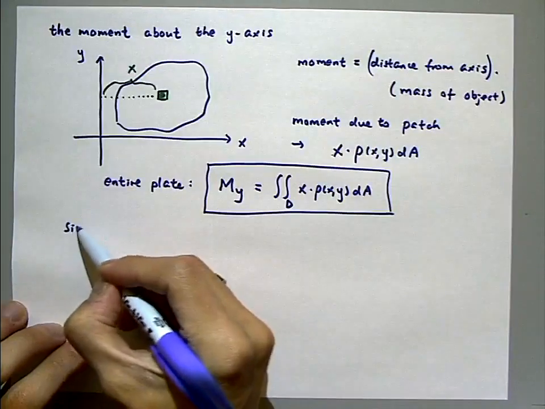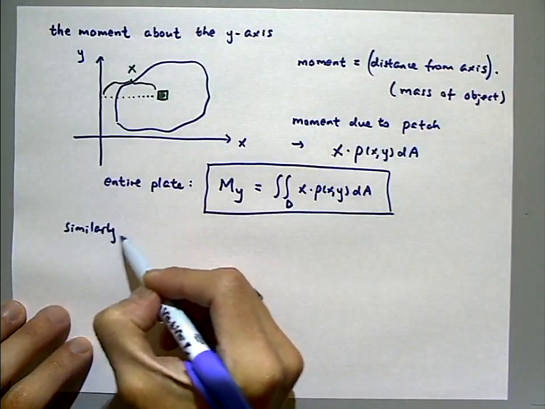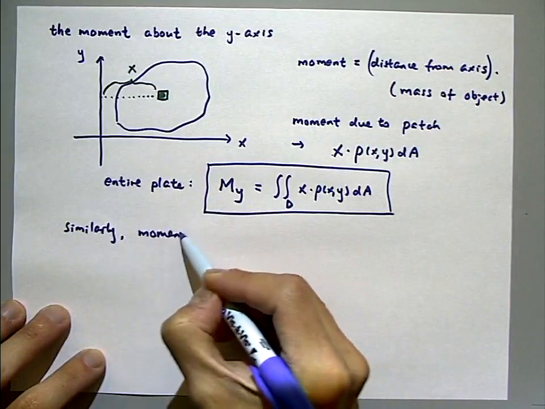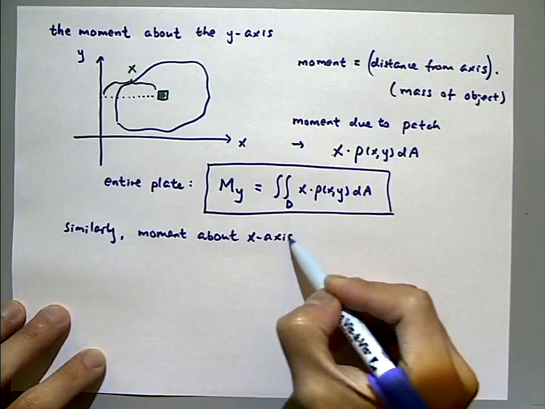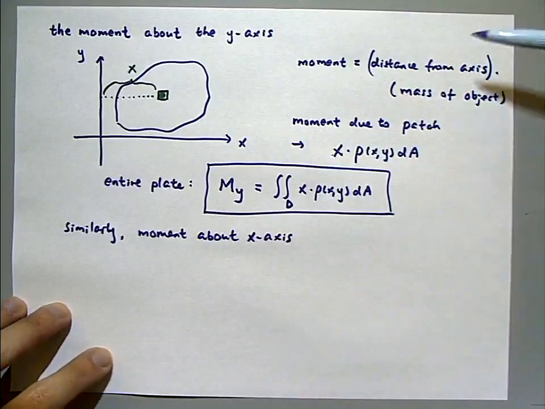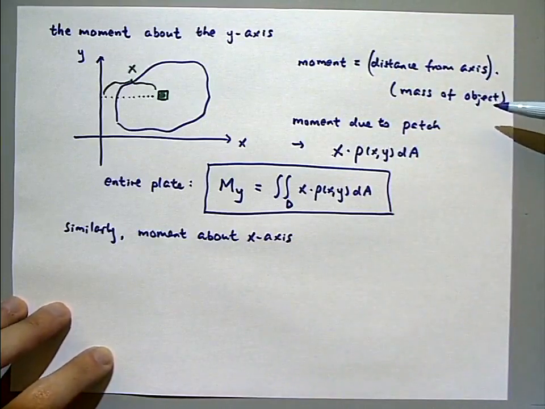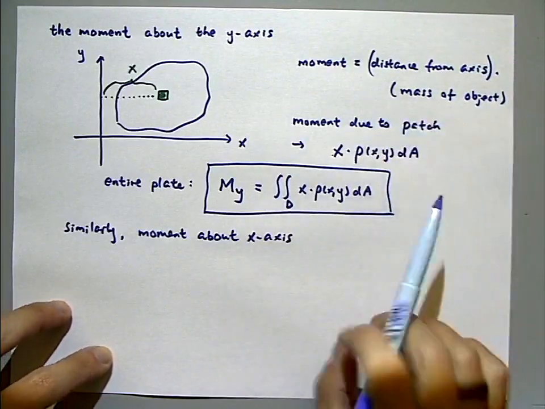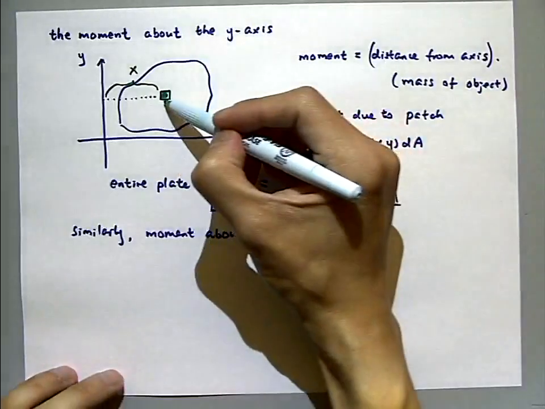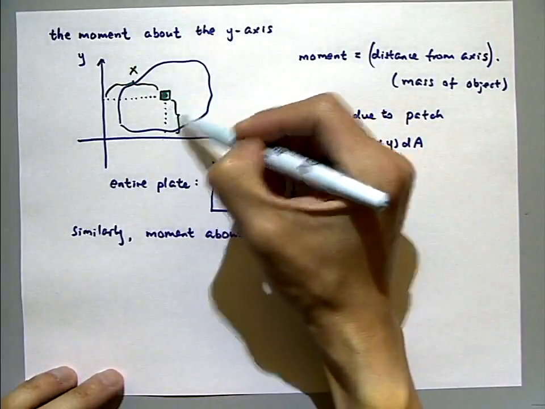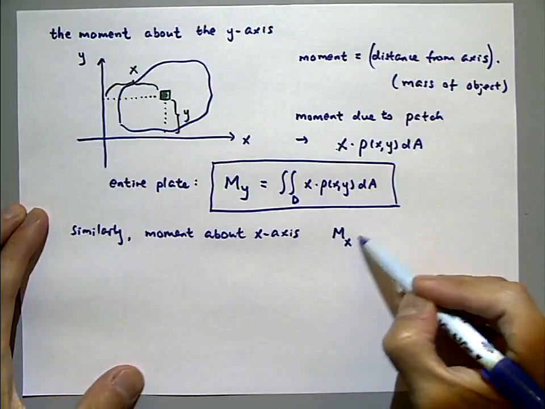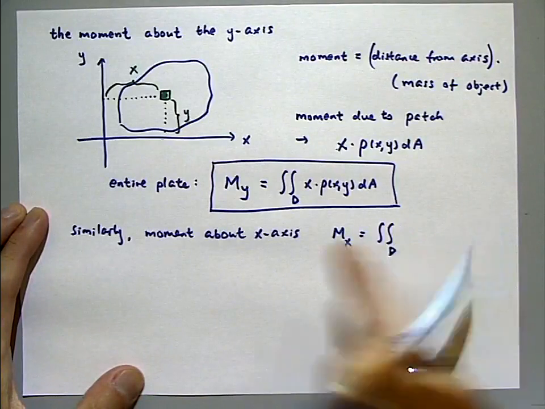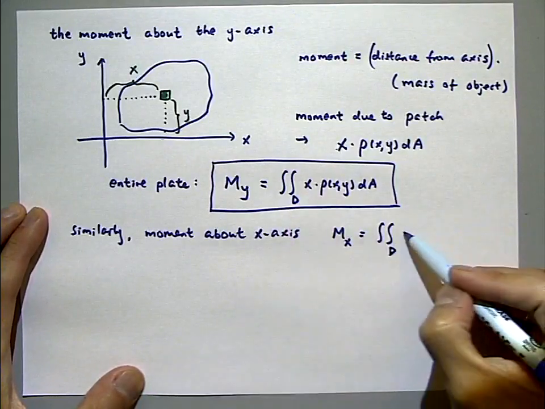And similarly, the moment about the x-axis, same idea. Distance from the axis times the mass of the object. You do the same thing here, except this time the distance from the x-axis is y, right? So this guy right here, the distance is y. So for the moment about the x-axis, capital M subscript x, double integral, and instead of x over here, we put y.